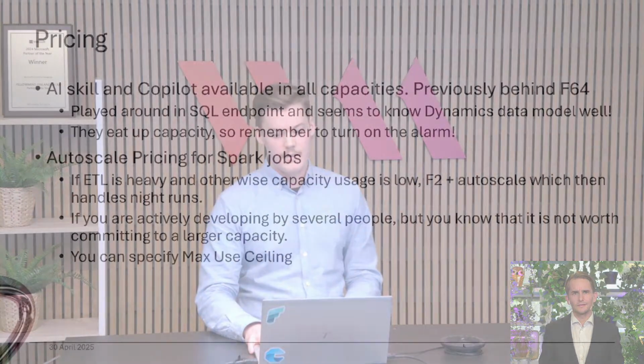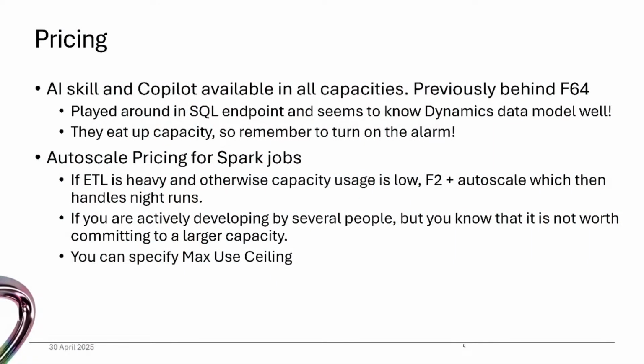Then there are changes on the pricing scheme on how you pay for your Fabric. So now this is maybe the biggest new thing or the shiniest thing of this release wave: AI skills, Copilots, and all the large language model stuff are now available in all the capacities. This was previously only for F64 and above, which was quite expensive, but now everyone gets to play with this. And I have actually already tried it out, and at least the SQL endpoint one seems to really know well the Dynamics data model, at least on the CRM side.